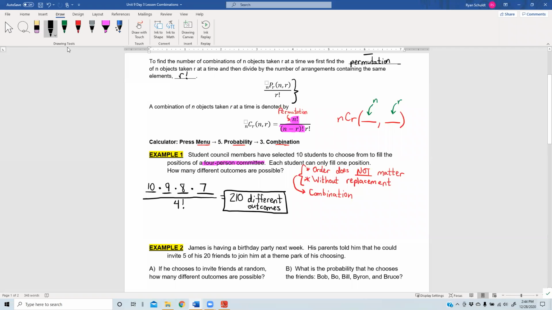Now, another way, the easiest way probably, is to do this on the calculator. So let's see, how many are we picking from? There's 10 students, so N is 10. How many are we picking? That's our R. We're picking 4. So in the calculator, we would say nCr 10, 4, and see what that gives us.